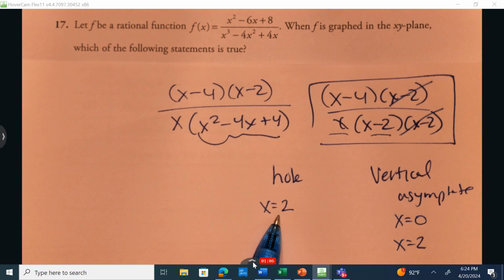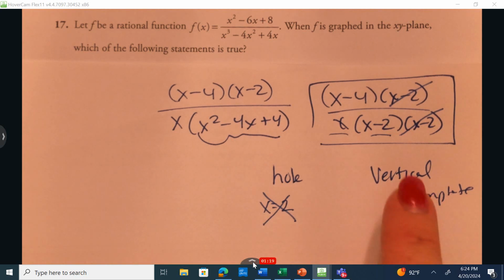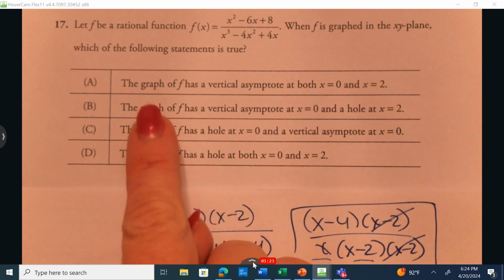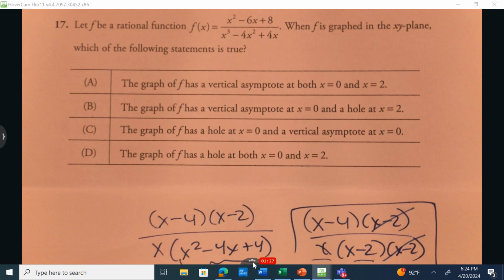Now just like we did in problem number 1 of this MCQ practice, if you have a duplicate value in both your column that represents where holes could be found and vertical asymptotes, if there's a duplicate, the vertical asymptote will always trump. So in this case, there is no hole, and there are two vertical asymptotes, both at x equals 0 and x equals 2. So here we go. We have vertical asymptotes at both x equals 0 and x equals 2. Correct answer is A.